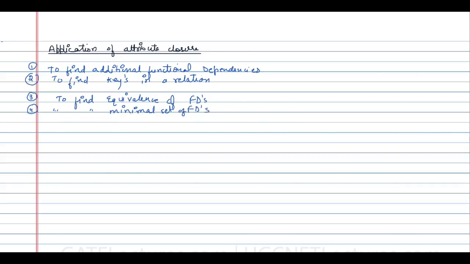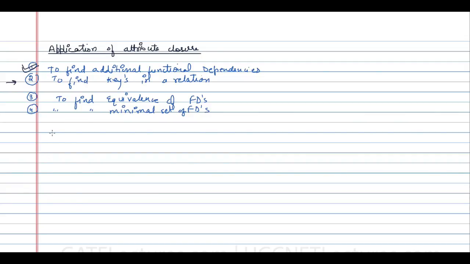Out of all this, we have already seen this one. Now let us see how to find keys in a relation using the functional dependencies. To find keys we are going to use the attribute closure, and using that attribute closure we can find what are the keys which are present in the relation. First of all you should know what is a key. Key means given a value of that key, you can determine every tuple uniquely.